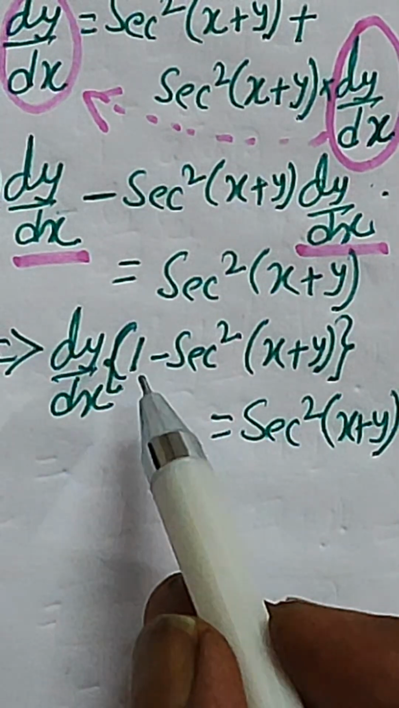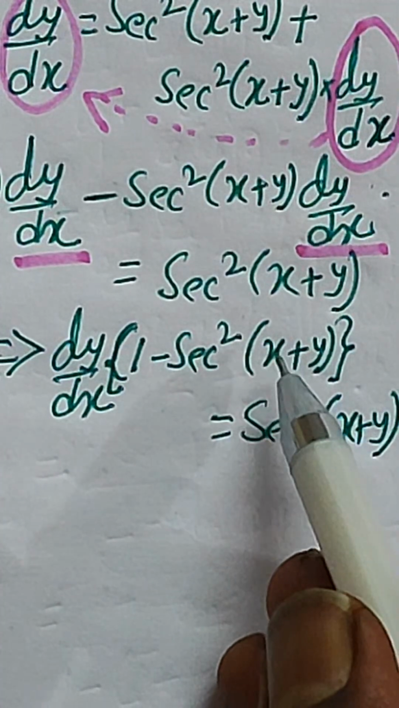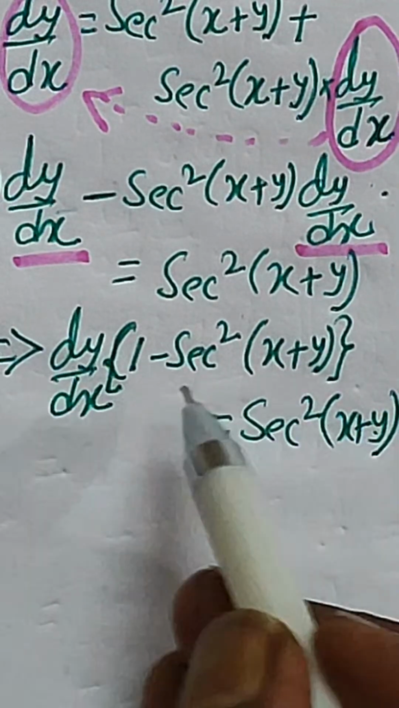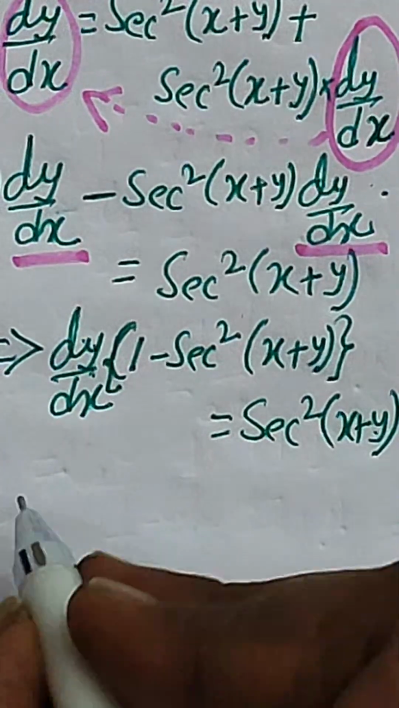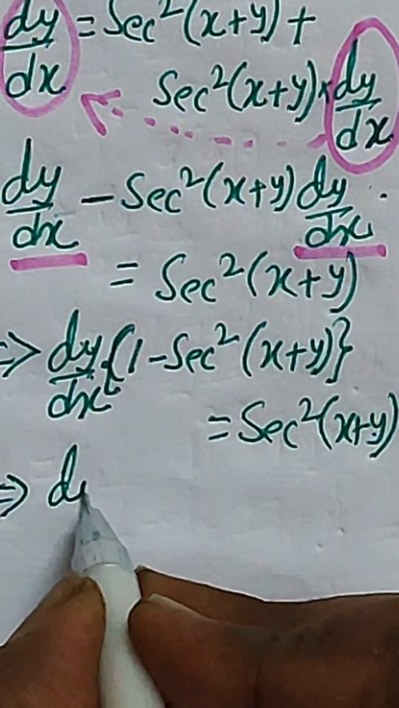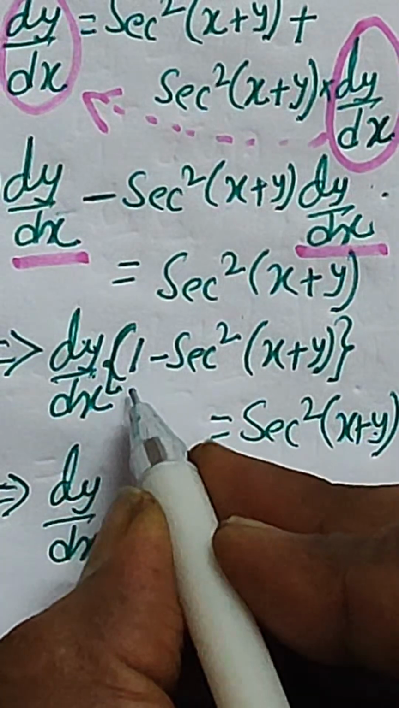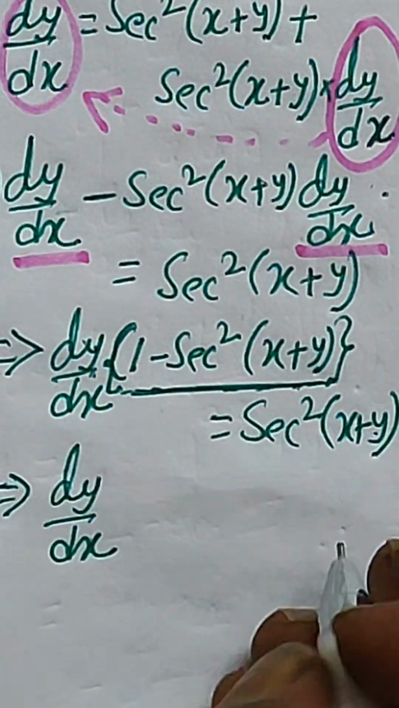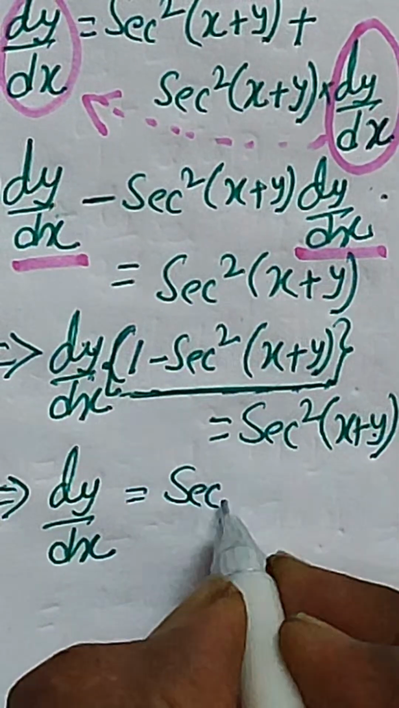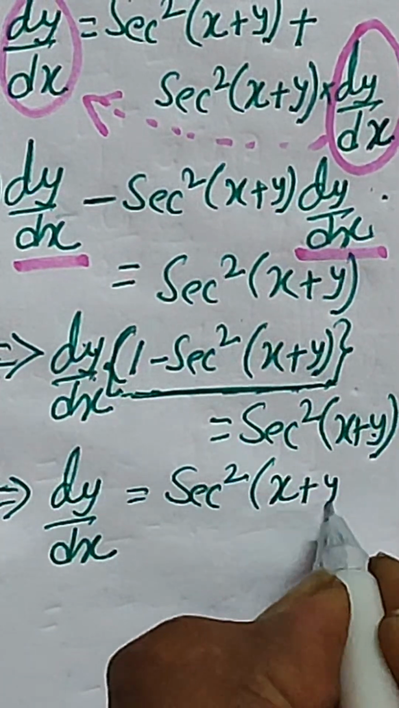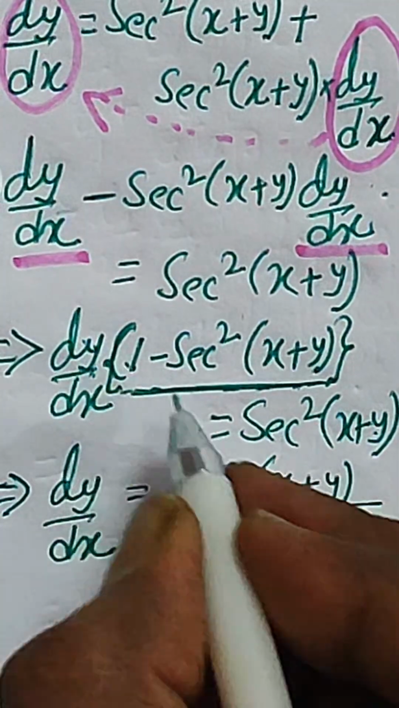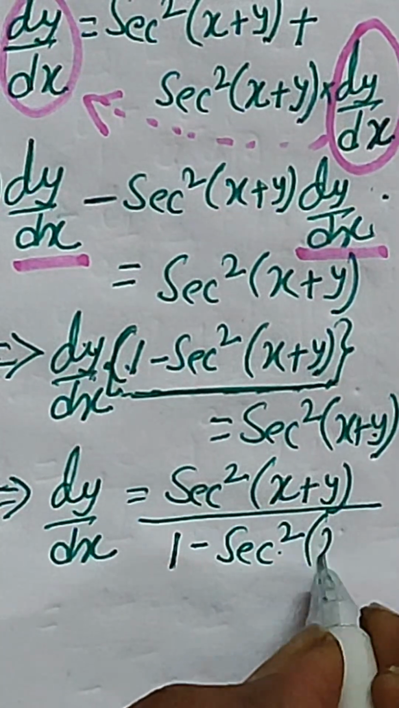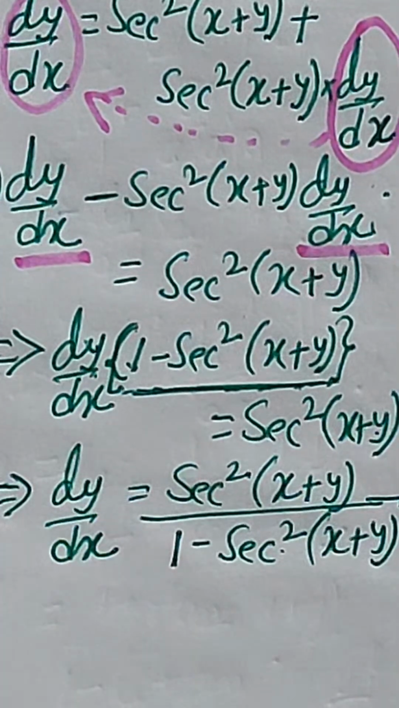Now here you can see 1 minus sec square x plus y and dy by dx and sec square x plus y. So in the next step, this dy by dx is kept into the LHS like this, and the terms associated with it into the LHS will go to the denominator of RHS, and here we have sec square x plus y, this will come to the RHS. So this will be like this, right.